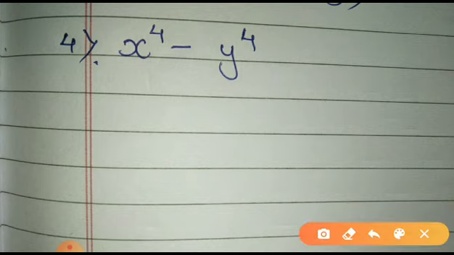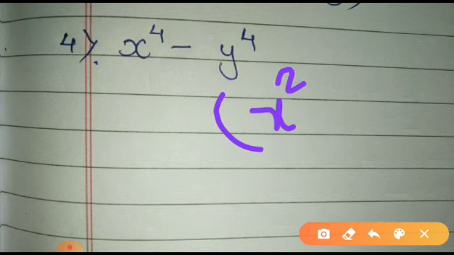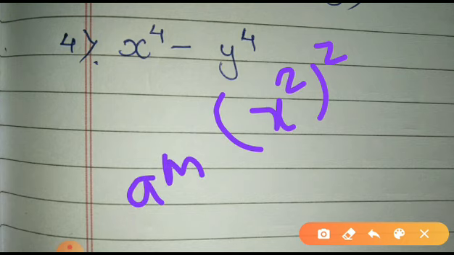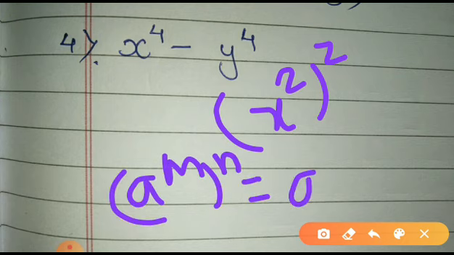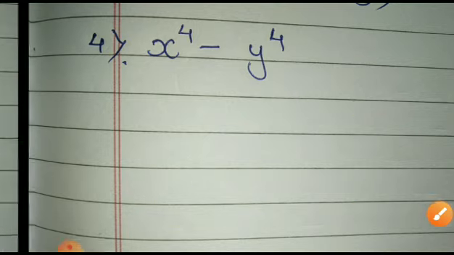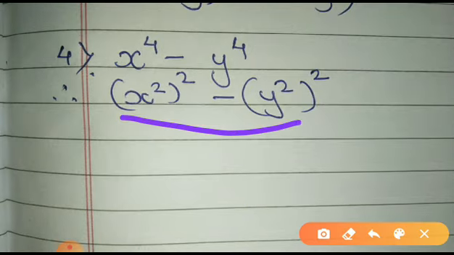So may I write the same as x square bracket square, because (a raised to m) raised to n is a raised to m into n. So may I write it as (x square) square? Similarly it will be (y square) square, y raised to 4. And then I can make use of the identity a square minus b square. So I have written it of this form.